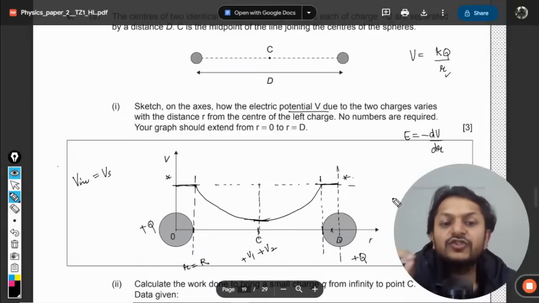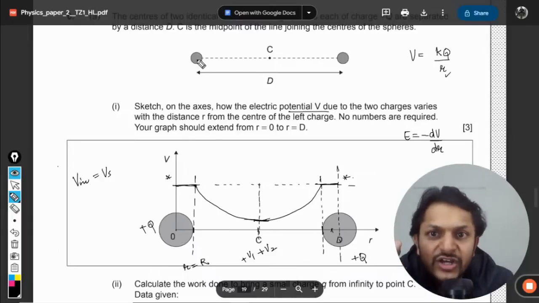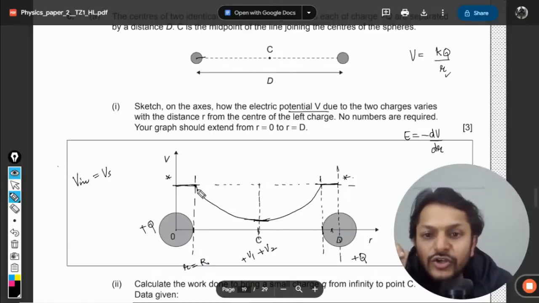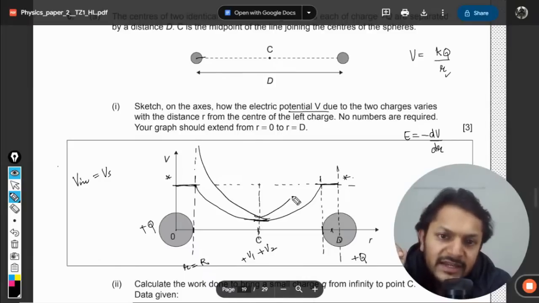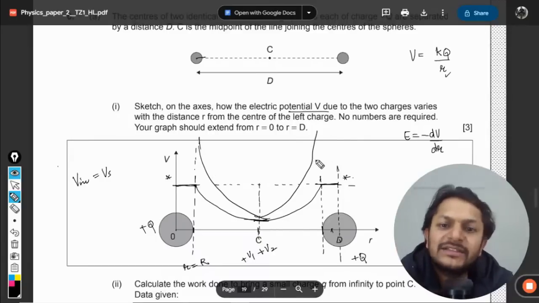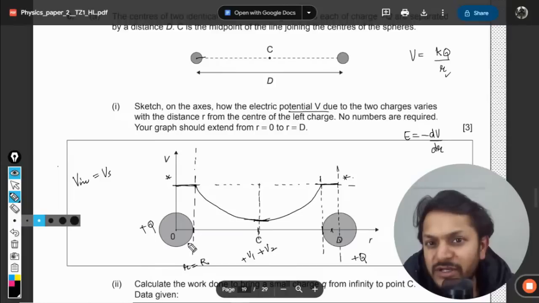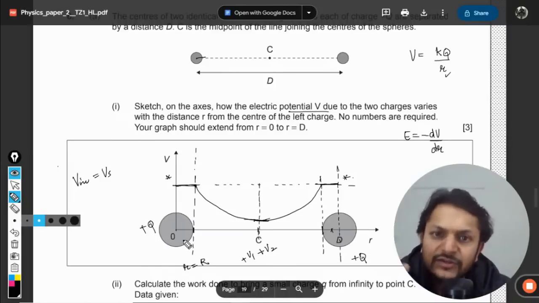If I assume that this is not a sphere but actually a charge, let us say the radius is negligible. So when this r becomes zero, the potential will become infinite. So at this surface there should be an asymptote, it should go like this, and it should go like this. There would be some asymptotes, but that is not the case here, because I think they will be taking it as a sphere, and we will see it in the answers also.